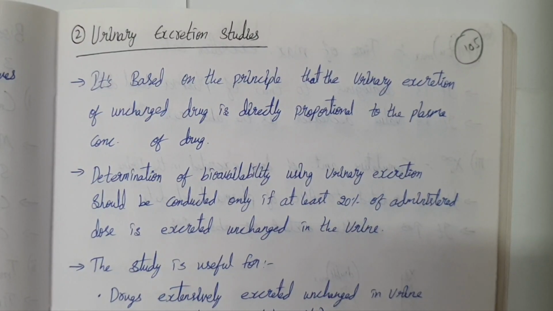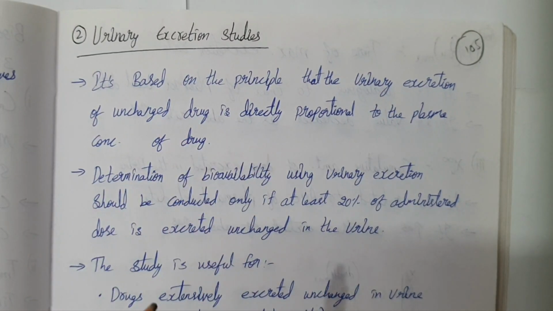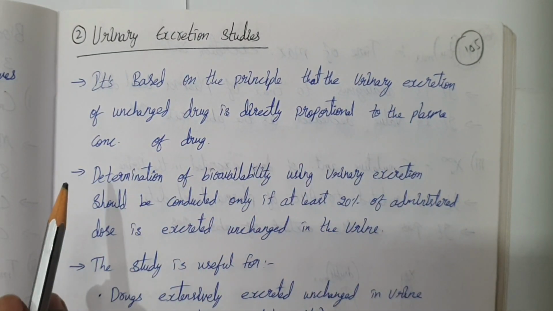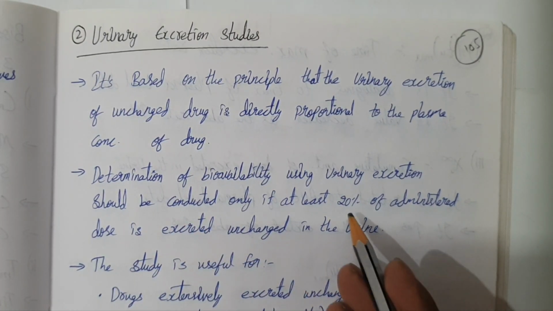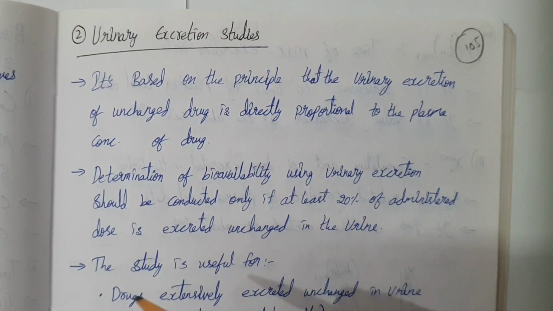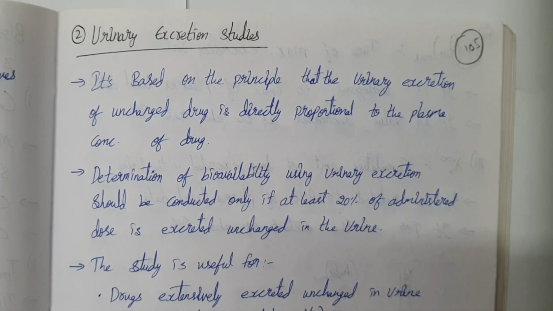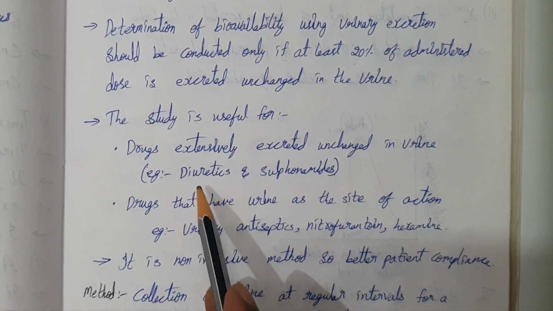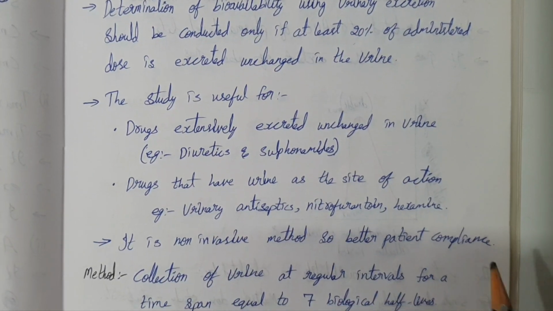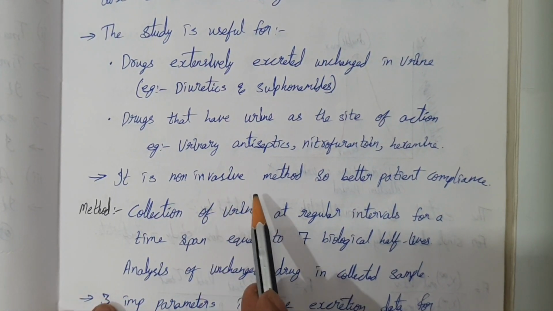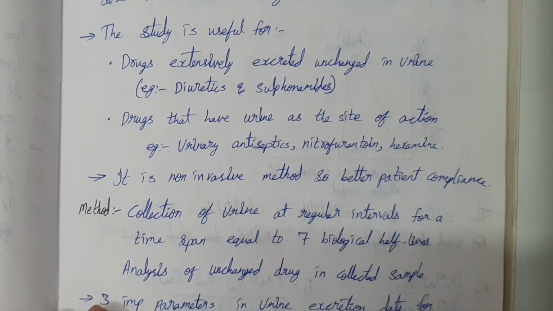Urinary excretion studies. This method is based on the principle that the amount of drug excreted unchanged in urine is directly proportional to the plasma drug concentration. It is useful only if 20% or more of the drug is excreted unchanged. Examples include diuretics or urinary antiseptic drugs. This is a non-invasive method, so better patient compliance is seen. Then we have the method.